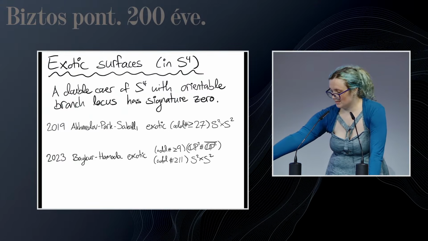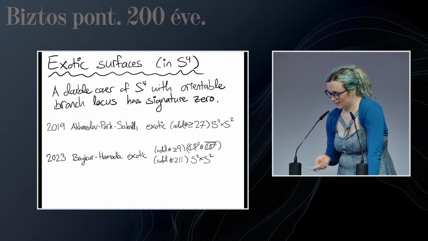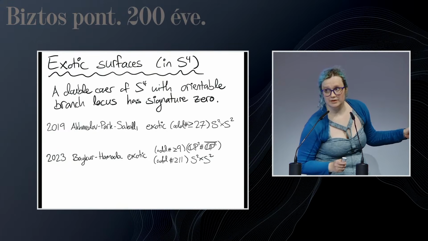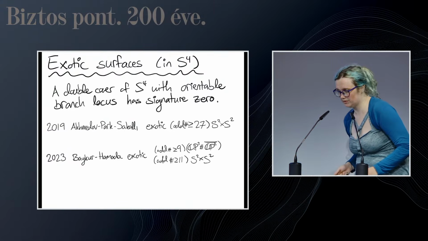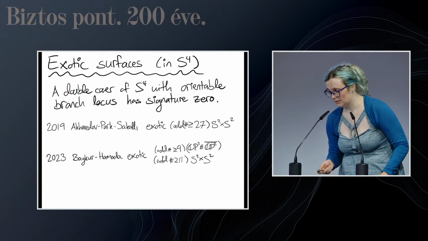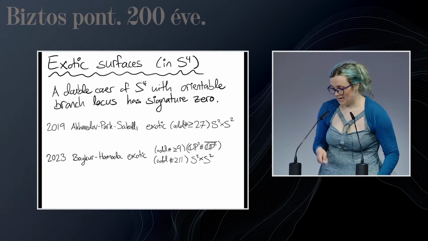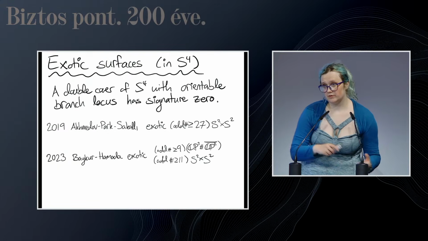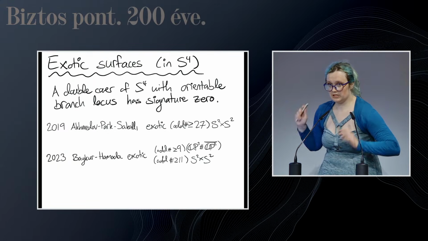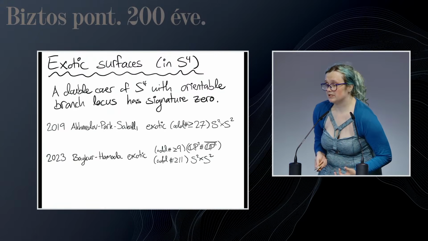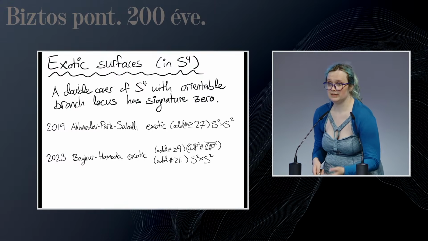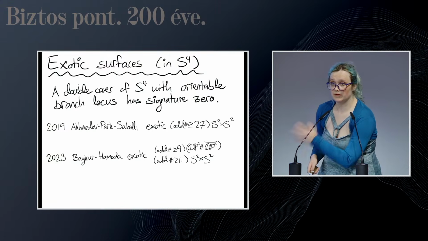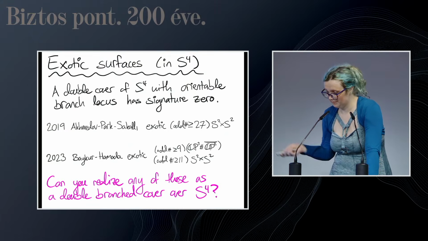And they also have exotic smooth structures on connect sums of the same number of CP2 and CP2 bar, but a lot of each, like at least 9 of each. So those are signature 0 manifolds. And so in particular, an actual connected sum of S2 cross S2s, not exotic, just literal, is a double branched cover of S4, where the branch locus is an orientable surface. The genus is equal to the number of summands in the S2 cross S2.